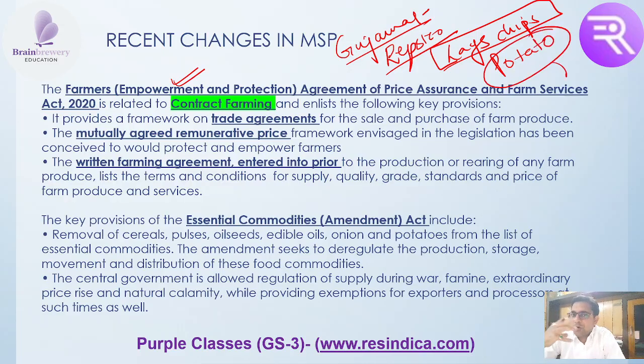Okay, so that is a contract. It is a contract with the farmer that you produce and we will buy all the potatoes from you, and this was a contract. Here the government formalizes all contract farming in this act. Mutually agreed remunerative prices, proper prices have to be maintained, a proper trade agreement and a proper written framework should be there prior to production, so that nobody can say that we have not done that. So that is farmer empowerment and protection.